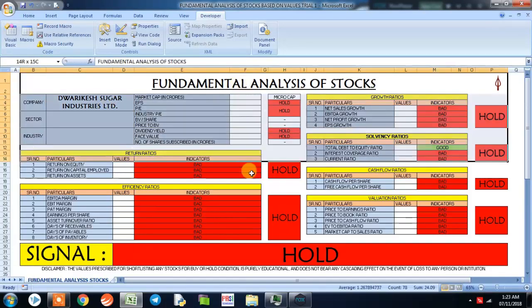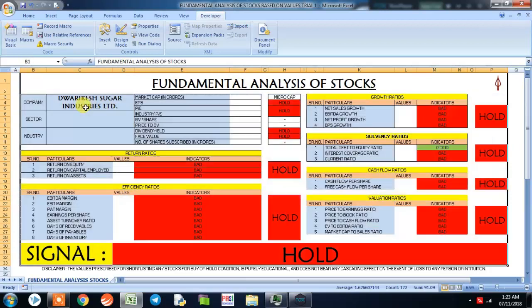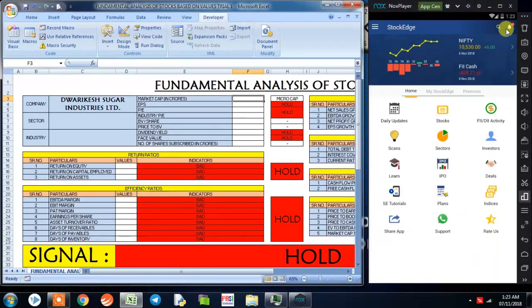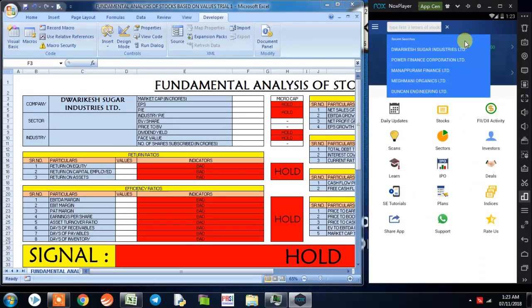The Excel spreadsheet in front of you is an Excel program wherein we put financial data of a particular stock and arrive at a signal or a conclusion on whether to invest in that particular stock at this point of time or not. The fundamental data are taken from an app known as the Stock Edge app. So let's go to Dwarikesh Sugar Industries Limited.